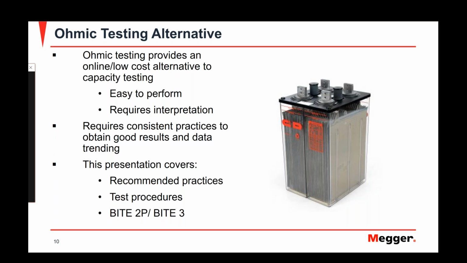To help us do this, it's important that we utilize consistent testing practices to get good results. And we also have to carefully follow good testing procedures so that we can produce quality trending data so that it is useful to evaluate the health of our batteries. So keeping all this in mind, today our presentation is going to cover recommended practices, test procedures for measuring ohmic values, and then we're going to go over the use of the Megger BITE products.